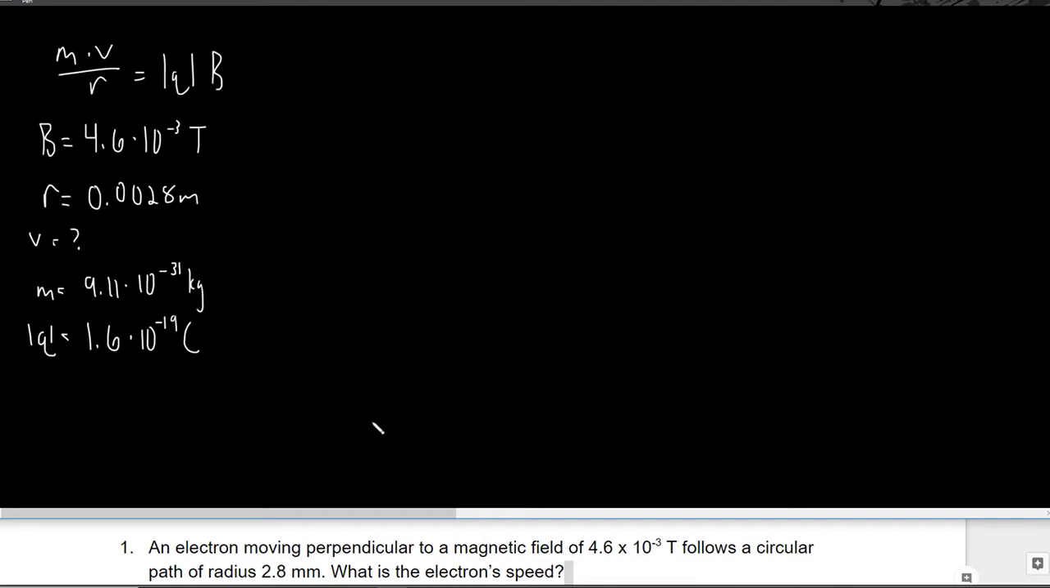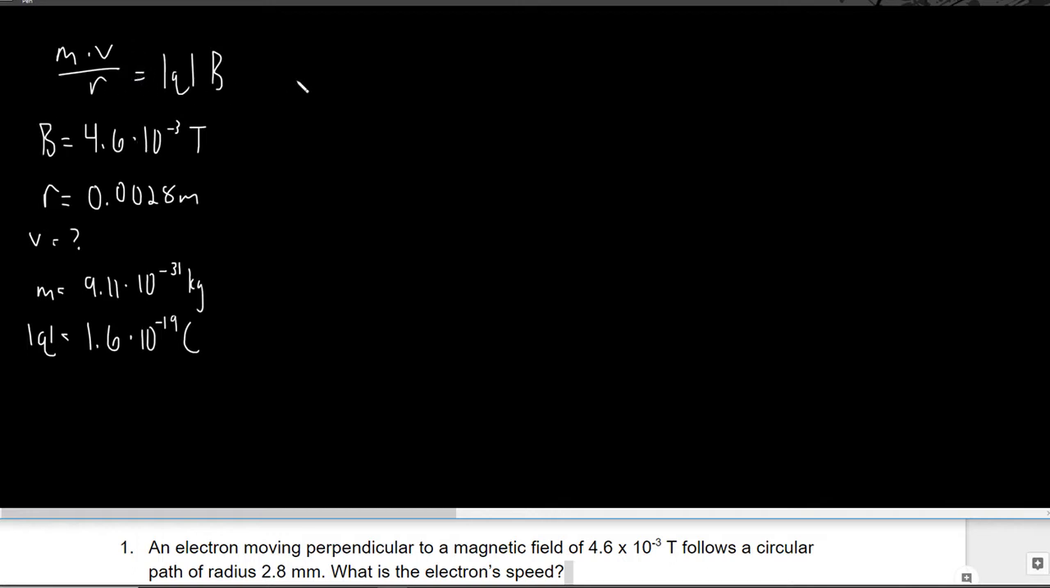All right, so really the question, once again, is how fast is that electron moving as it moves through this magnetic field. We can do this a number of ways. We can either start by plugging in numbers and then solving, getting V by itself, or we can start by just algebraically getting V by itself.